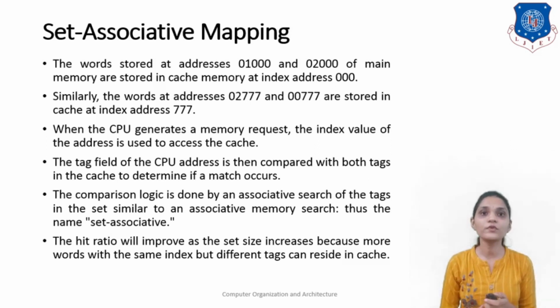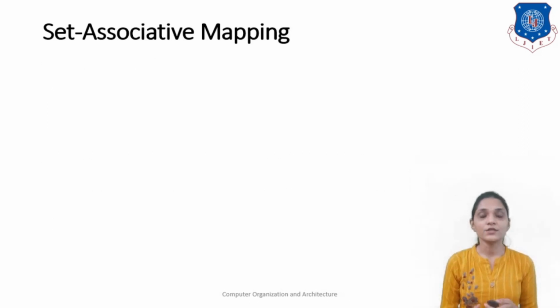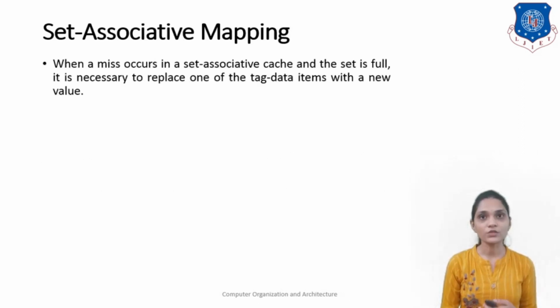The hit ratio will improve as the set size increases, because more words with the same index but different tags can reside in the cache. However, increasing the set size increases the number of bits in the word of the cache and requires more complex comparison logic. So we can use it this way.